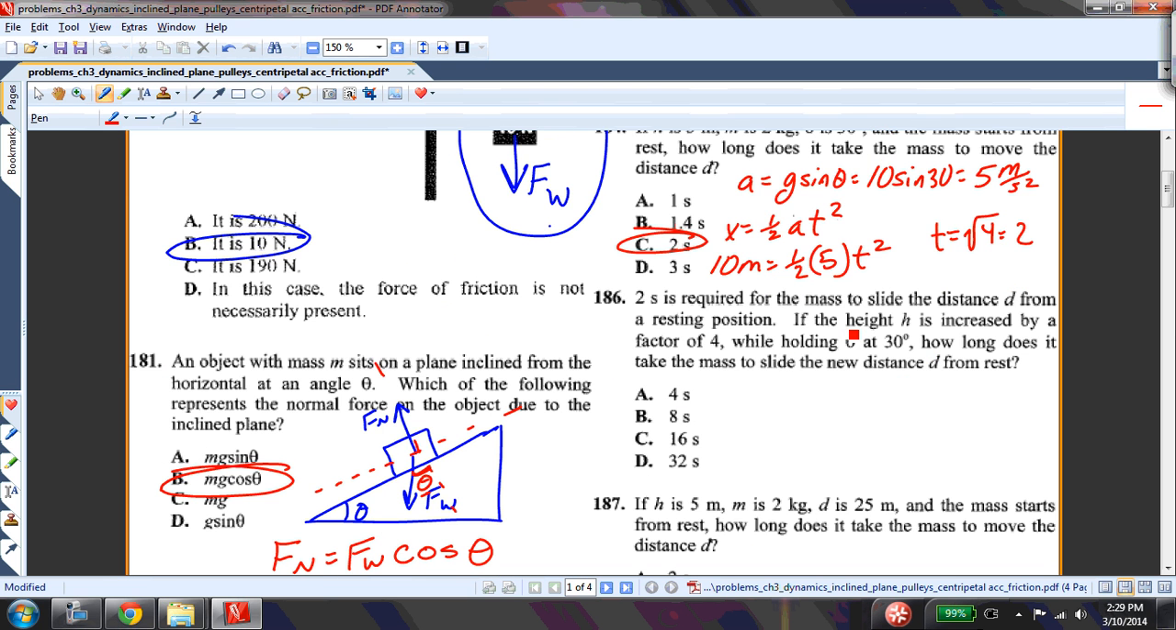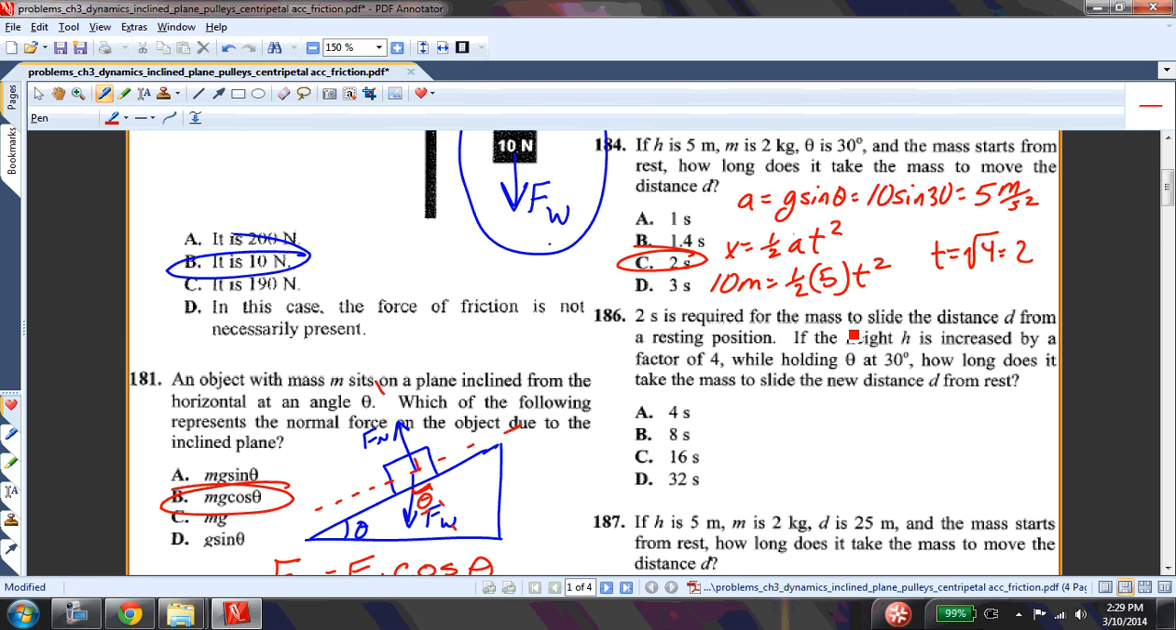All right, 186. 2 seconds is required for the mass to slide the distance d from a resting position. If the height h is now increased by a factor of 4 while holding theta at 30 degrees, how long does it take the mass to slide the new distance d from rest? Okay, well, the angle theta is still going to be 30 degrees. But whereas this was 5 meters, now it's going to be 20 meters. And so that'll make this 40 meters. Let's see how that affects our distance. Now it's going to slide that 40 meters.